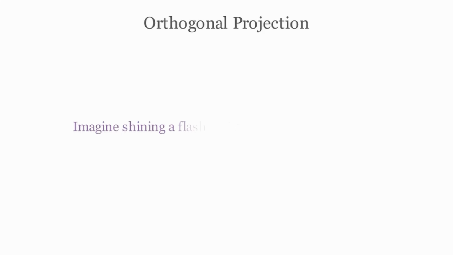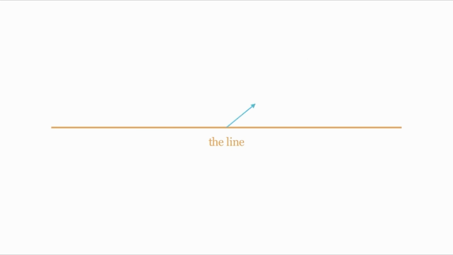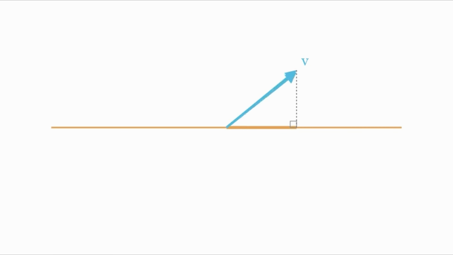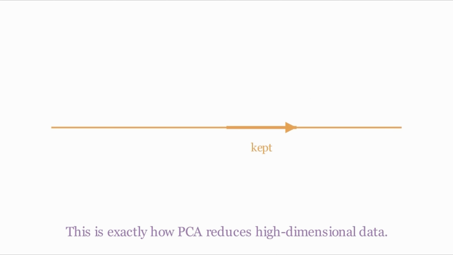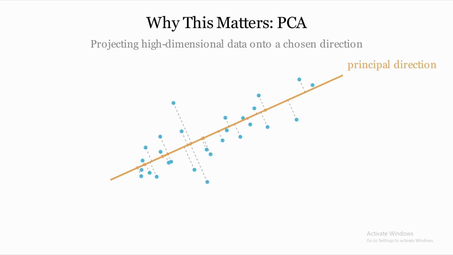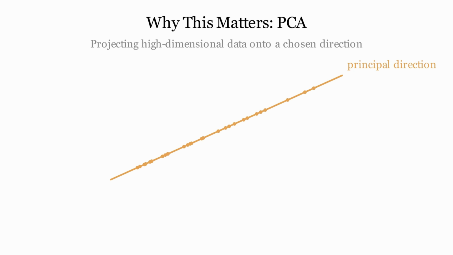The final geometric transformation we'll study is called orthogonal projection. Imagine shining a flashlight straight down onto a line. Every vector creates a shadow on that line. That shadow is called a projection. Projection keeps only the part of the vector that points in the chosen direction. Everything perpendicular to that direction is discarded. This idea is extremely important in machine learning. Algorithms like principal component analysis project high dimensional data into lower dimensional spaces while preserving as much useful information as possible. Instead of keeping the whole vector, we keep only the part that lies in a particular direction. Everything perpendicular to that direction is removed.